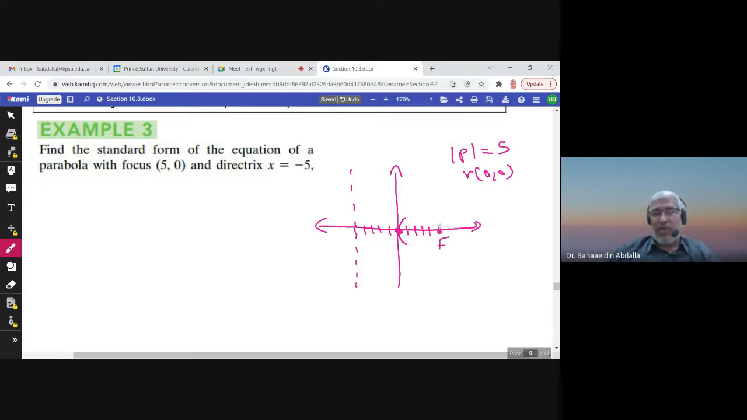The graph opens to the right, so p is positive, and the equation is y squared equals 4px, because the graph opens to the right. So the equation is y squared equals, p is 5, so 4 times p, 20x. That's the equation of the parabola.